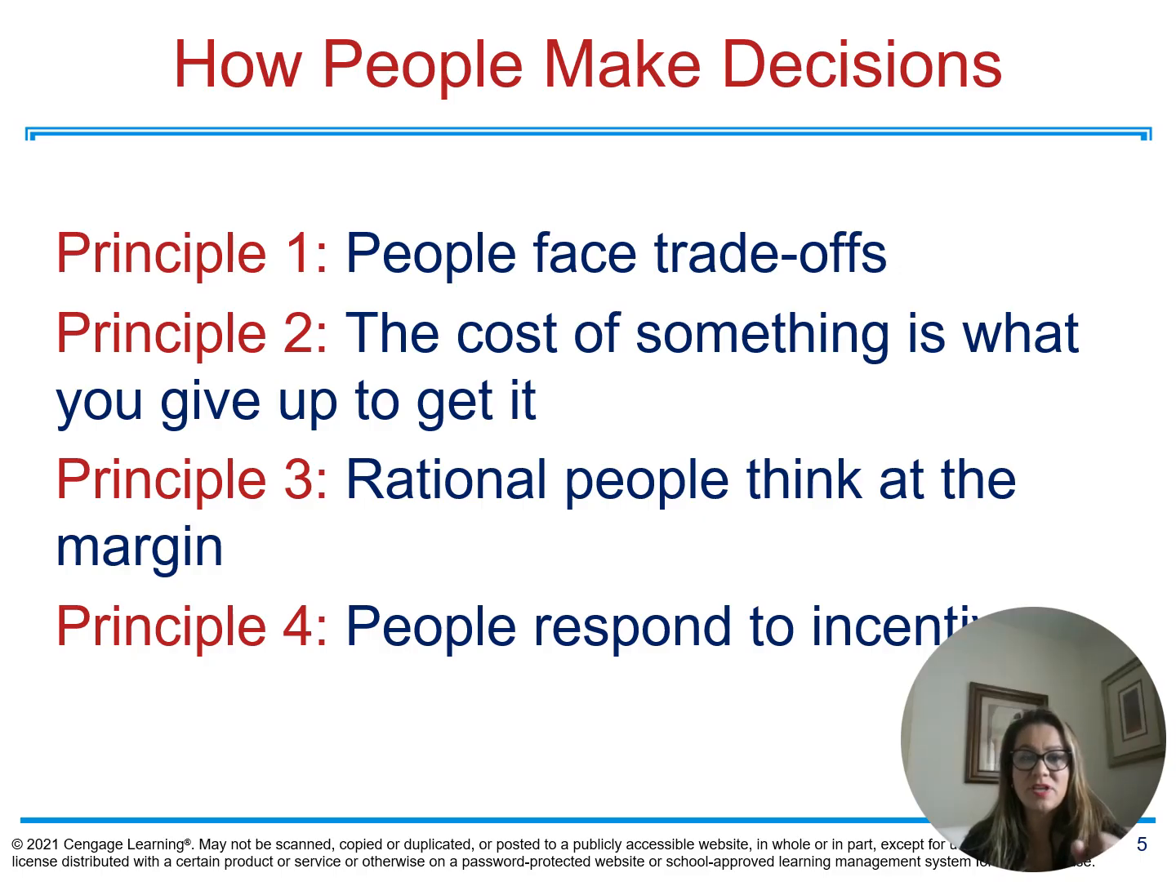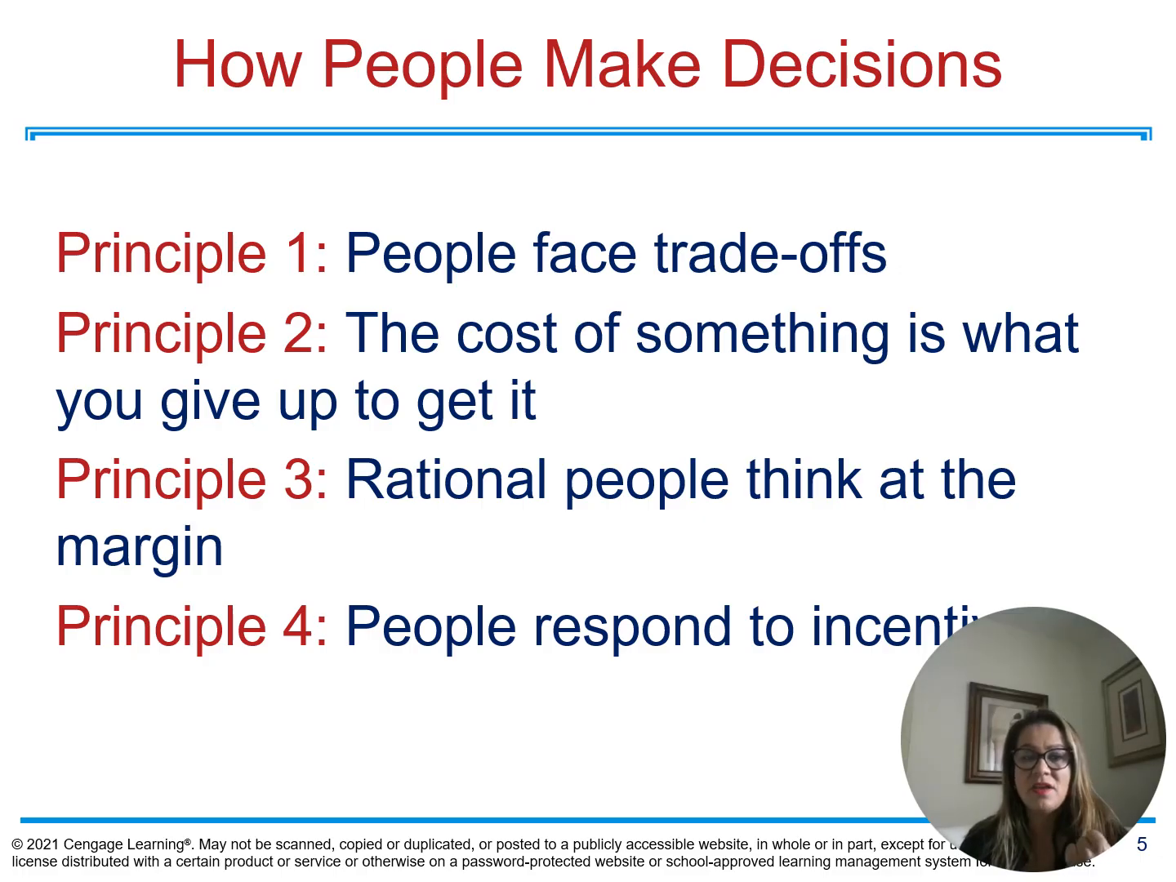The first principle is people face trade-offs. We can't have everything that we want, right? If we want something, we must give up something else. So individuals always face trade-offs. Then principle number two is the cost of something is what you give up to get it. In economics, we don't care much about the accounting costs, but what we care about more is something called opportunity cost. That is what you must give up in order to get something else.